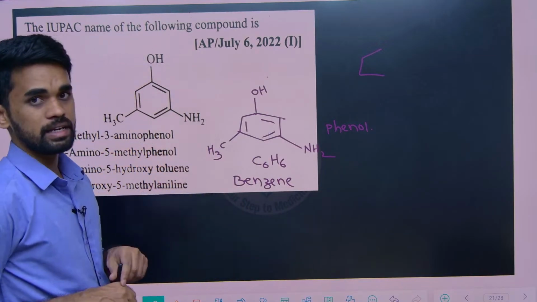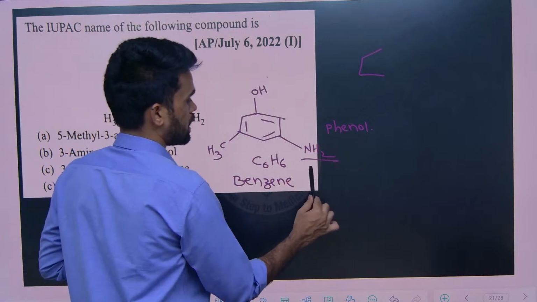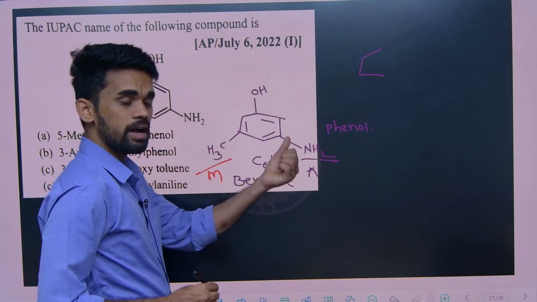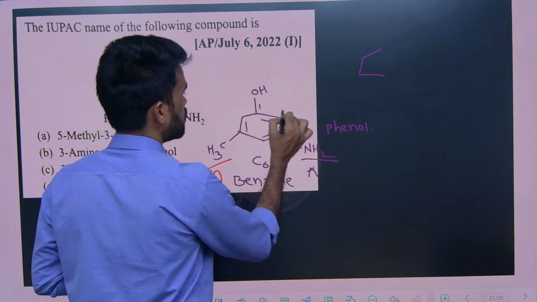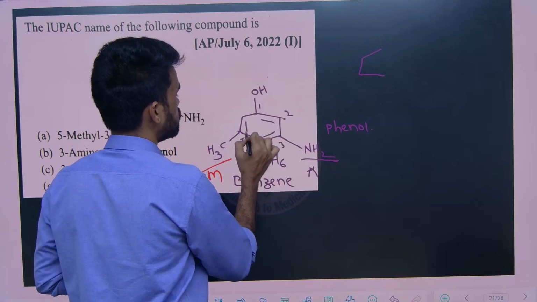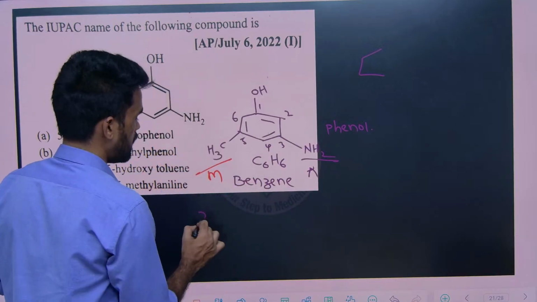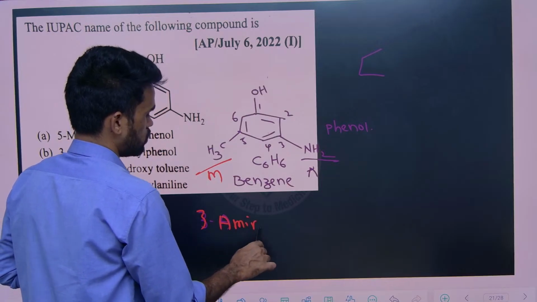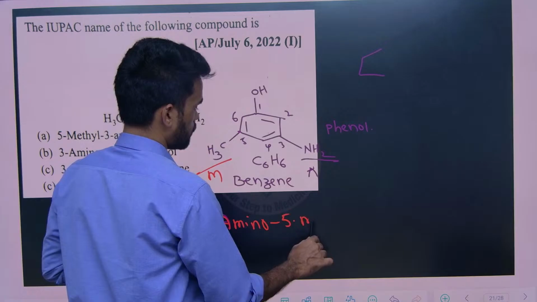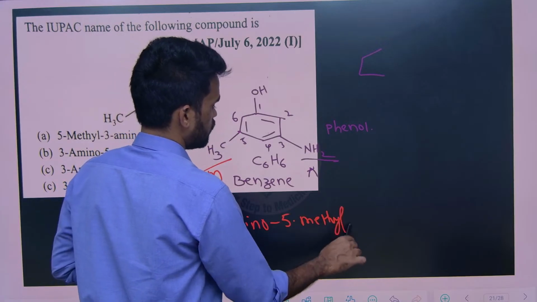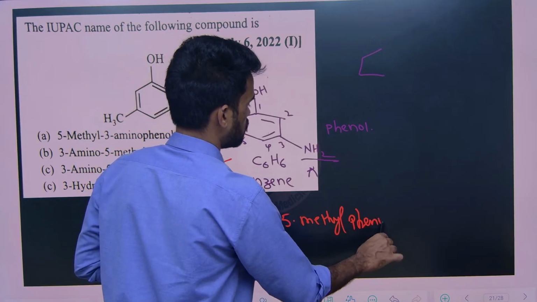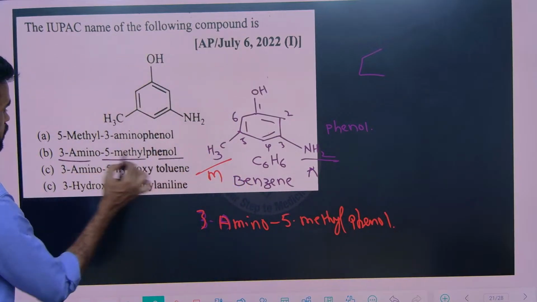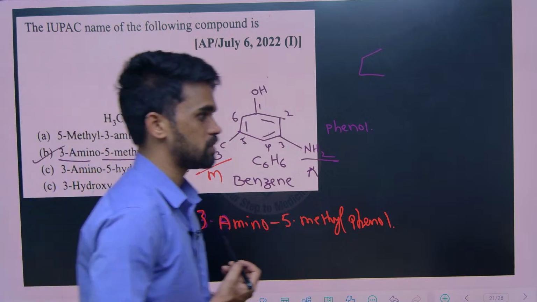Now what I can write is amino. Amino means A comes first, methyl is M, and A is the first letter in the alphabet, so that is prioritized. So 1, 2, 3, 4, 5, 6. What can I write? 3 amino, 5 methyl phenol. So 3 amino, 5 methyl phenol. So option 2 is your answer for the discussion.